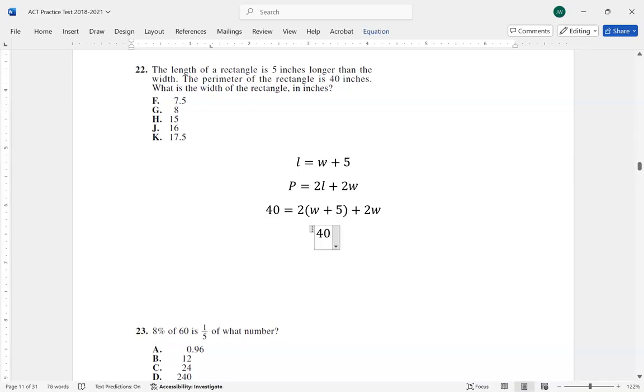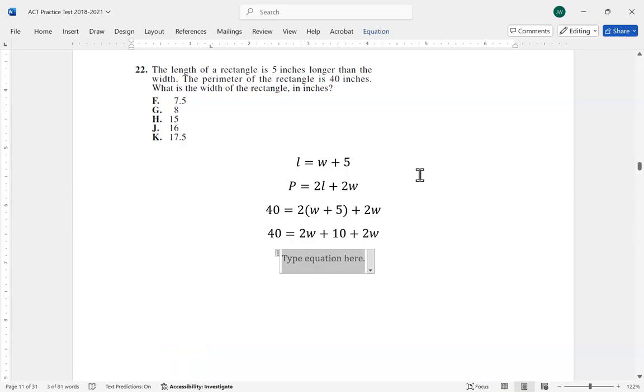We end up with 40 is equal to 2 times (W plus 5) plus 2 times W. Subtracting 10 from both sides would give you 30 on the left-hand side, and on the right-hand side, you would get 4W. So 30 is equal to 4W. Dividing both sides by 4 gives you that the width of this rectangle has to be 7.5 inches.